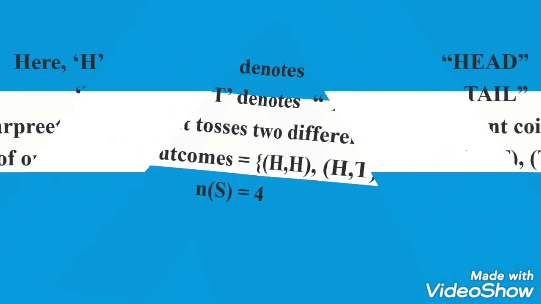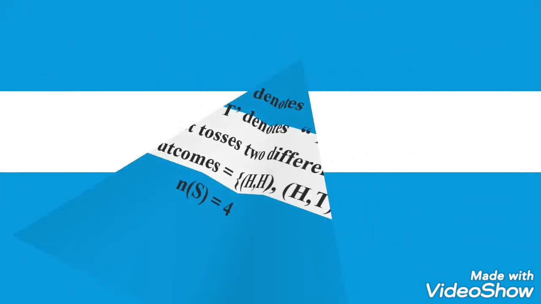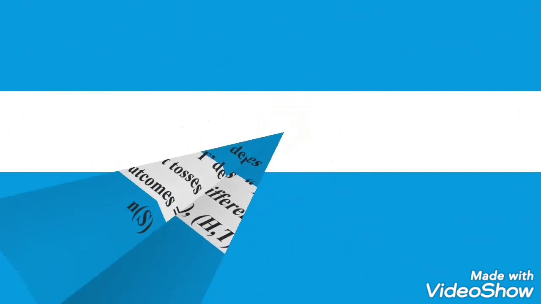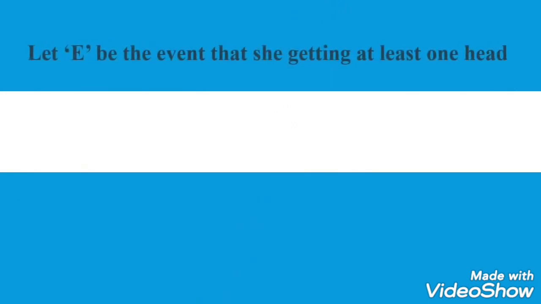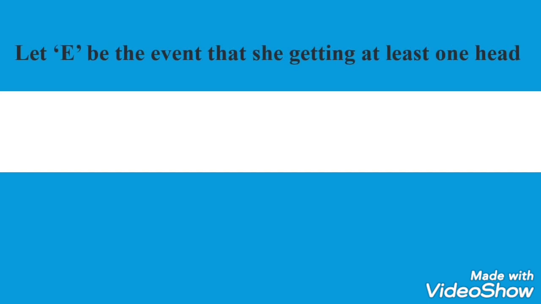We move on to find out at least one head. What are the outcomes? At least one head means we take one head or more than one head. So let E be the event that she gets at least one head. What are the favorable outcomes?